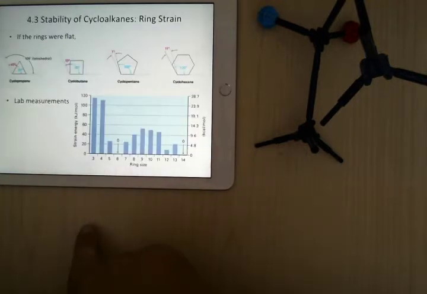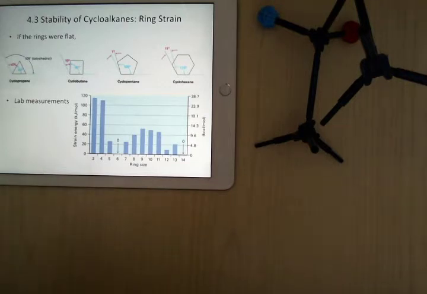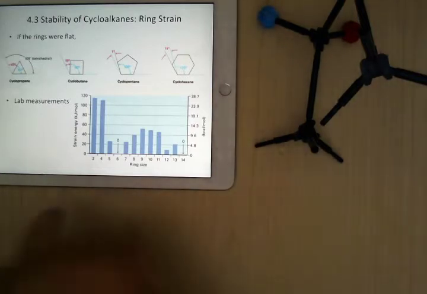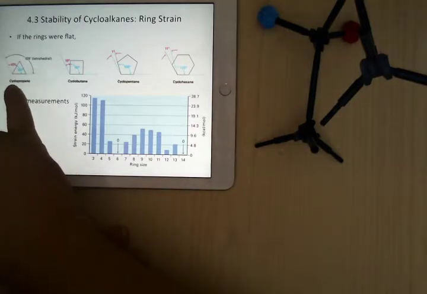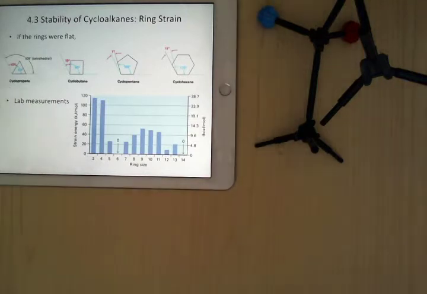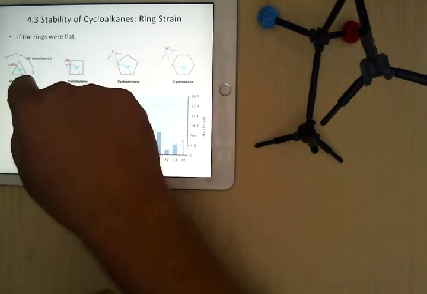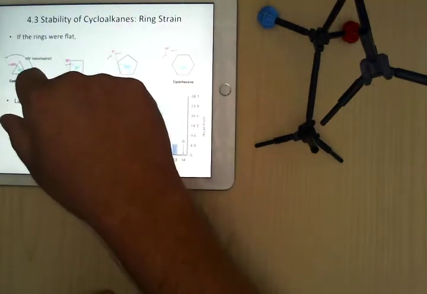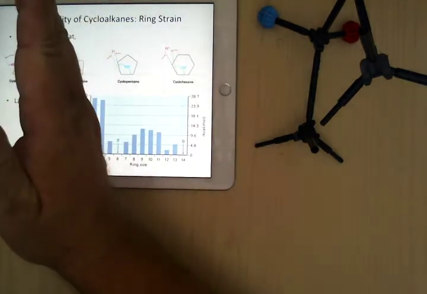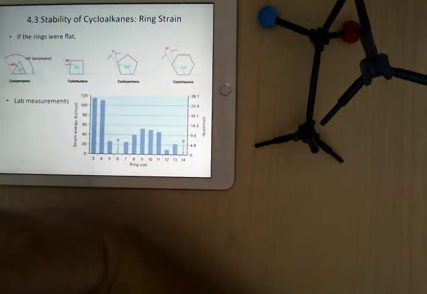Okay, so for cyclohexanes, for cyclic structures, there was a big debate in the 1900s about how these things were configured. There was a contingent of people who said that when you put these together, they're flat. And if they were flat, what you would expect is that you would want these carbon-carbon bond angles to be as close to the normal 109 of a tetrahedron as possible. The farther you are out from the 109, the less stable they are.